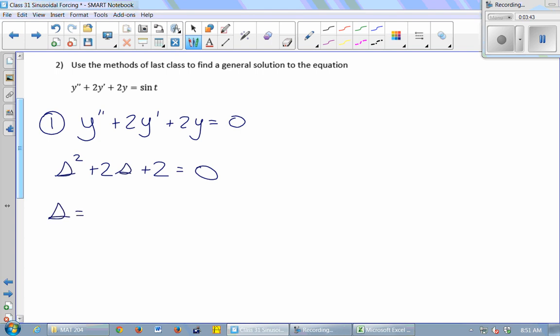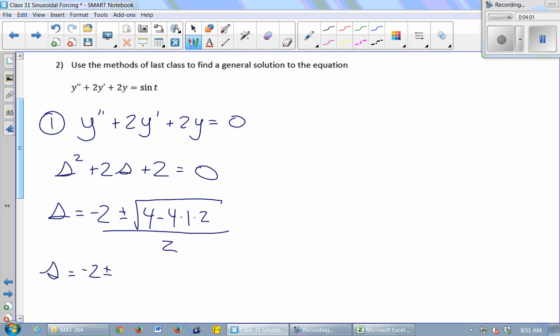So we're going to have s is -2 plus or minus the square root of 2 squared minus 4 times a times c all over 2a. So s comes out to -2 plus or minus the square root of -4 over 2, which is -1 plus or minus i. Everybody okay with that jump in arithmetic? Okay. So I've got eigenvalues, -1 plus or minus i.